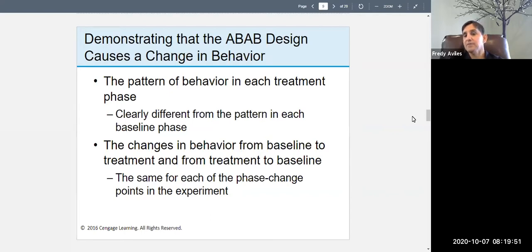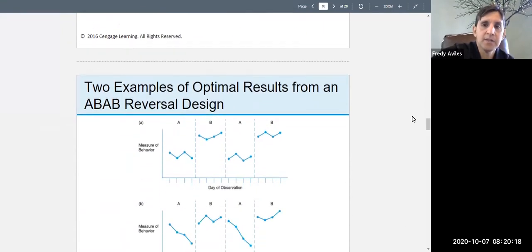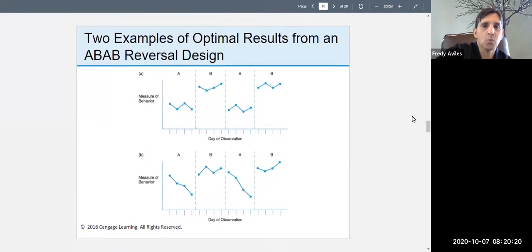The changes in behavior from baseline to treatment and from treatment to baseline are the same for each phase change, for each of the phase change points in the experiment. So we see the same pattern, okay? We see the same pattern twice. We see a pattern as we go from A to B, okay? And then we see the same pattern again from A to B when we repeat it. So we demonstrate the effect twice, thereby being able to show that it's not just a one-time thing.